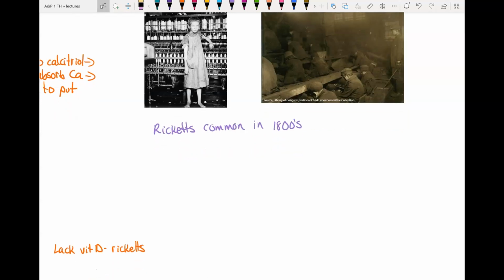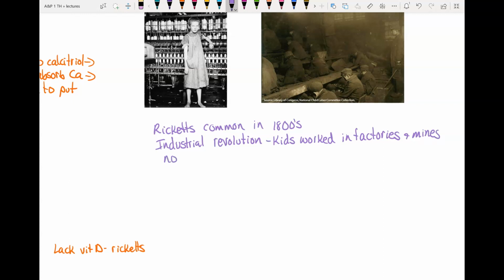So in the 1800s was the Industrial Revolution. This is when we started to have factories and coal mines. And those were staffed in large part by children. So during this time, kids worked in factories and mines. Going to school was a luxury for these kids. Well, there's no sunshine in factories and mines. So since the kids were not being exposed to sun, their skin was not making vitamin D.